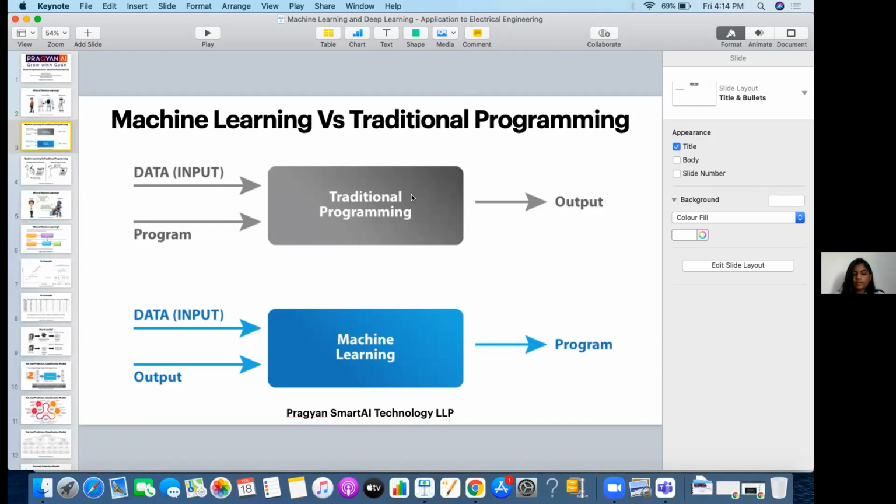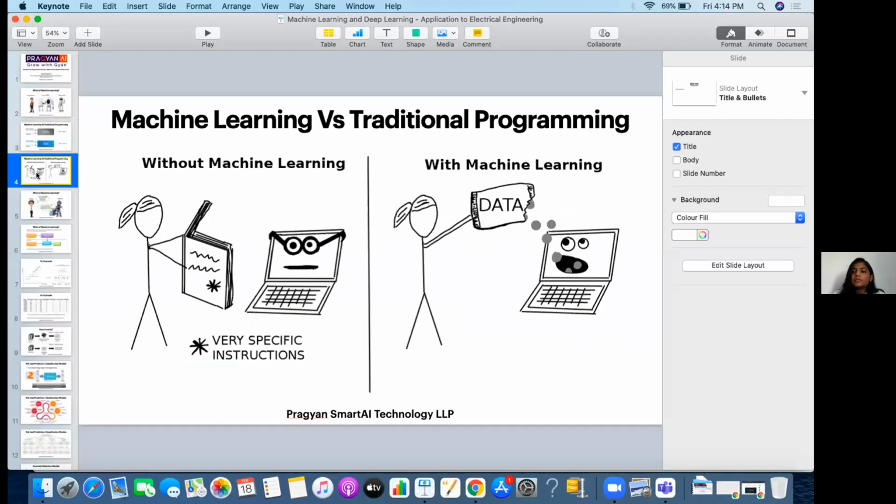In machine learning, we never write the logic. What we do is say, this is the data. You take this data, this is the input and this is the output, and you come up with your own logic.